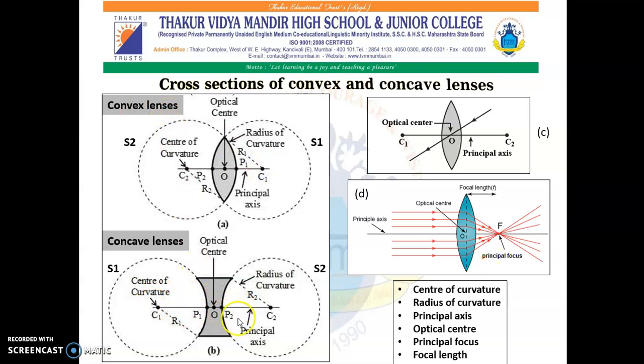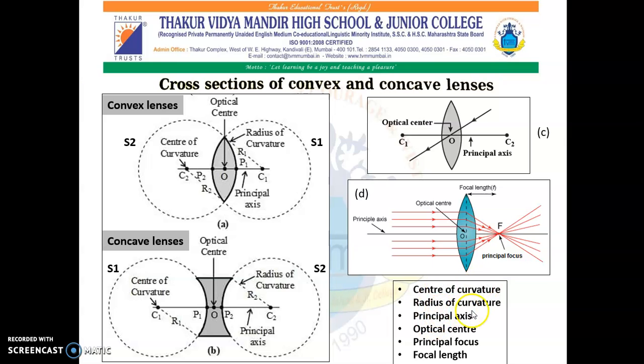Similarly, C1 and C2 over here in figure B are the centers of curvature for the concave lens, because they are the centers of the spheres S1 and S2 whose parts are forming the concave lens. So the lens with both the surfaces spherical will have two centers of curvature.